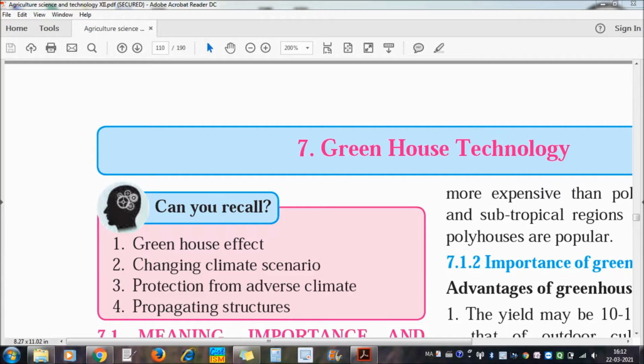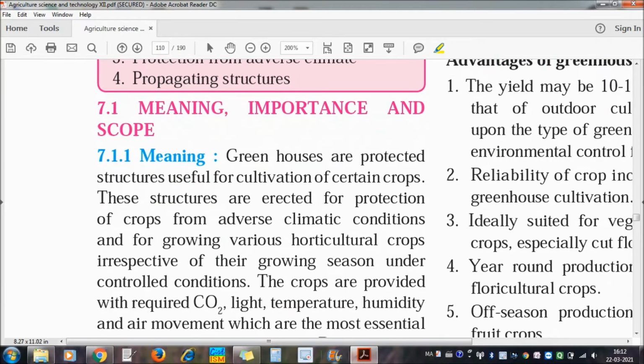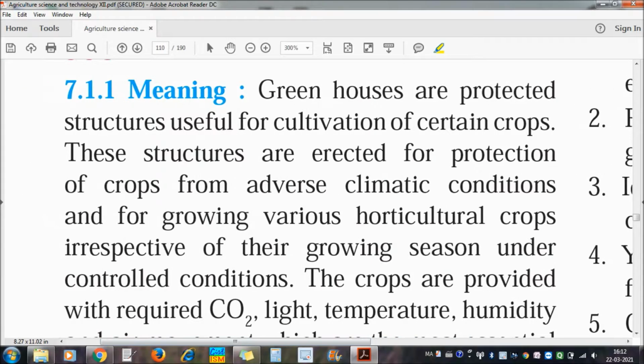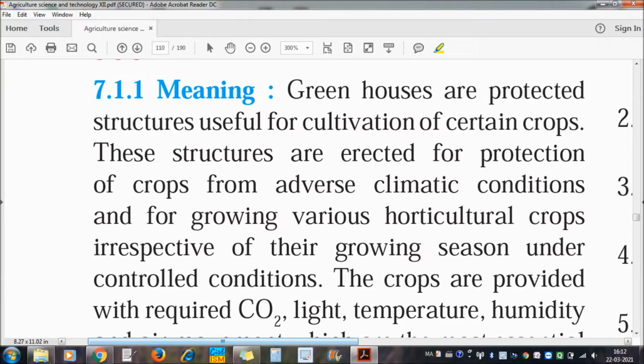Today we are going to study another topic, that is greenhouse technology. Now in this greenhouse technology, let us have a look at the meaning and importance of greenhouse. Now here in this case, what is greenhouse?